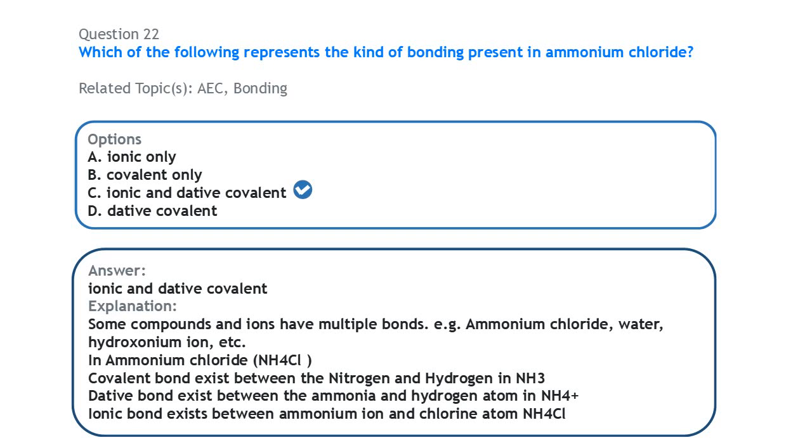So in this ammonium ion, this is what we have in the previous question. If you remember, in the previous question we have a dative bond or coordinate covalent bond between ammonia and hydrogen ion in the ammonium ion, while we have an ionic bond between the ammonium ion and the chloride. So it is possible for a compound to have multiple bonds, more than just one bond, as is the case here. Here we have a covalent bond between the nitrogen and hydrogen in the ammonia, a dative bond in the ammonium ion, and an ionic bond existing between the ammonium ion and the chloride.